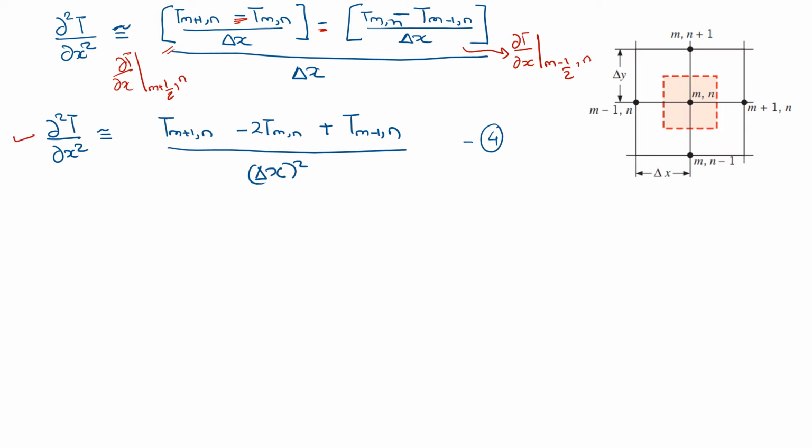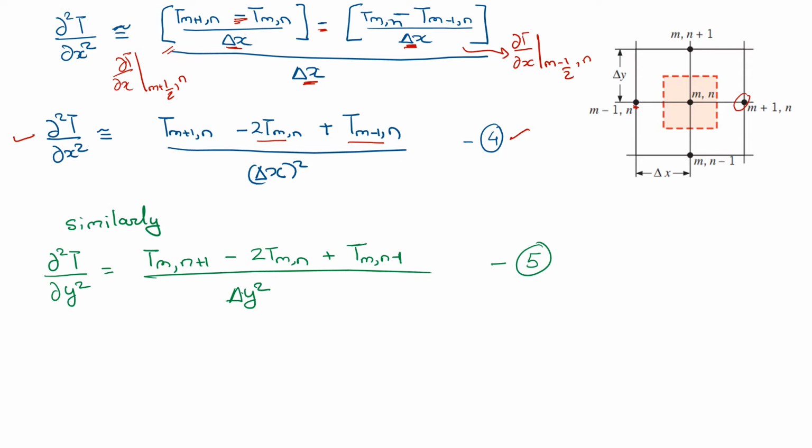del square T by del x square equals T of m plus 1 comma n, that's the temperature at the right node, minus 2 times the node of interest, that's T of m comma n, plus the temperature at m minus 1 comma n, that's the node on the left, divided by the delta x square. So we already had a delta x in the denominator, and after substituting we got another delta x, which made it delta x square in the denominator, and let's say this is equation 4.